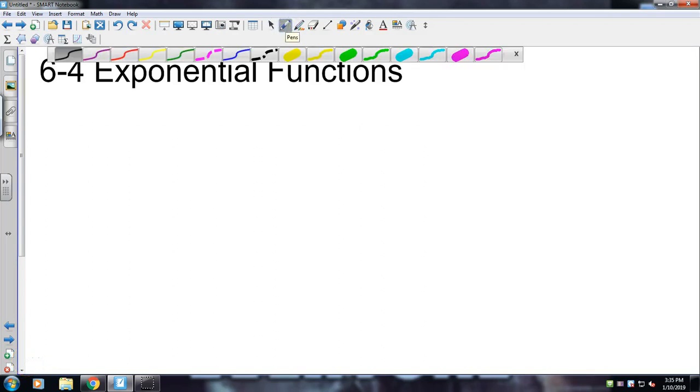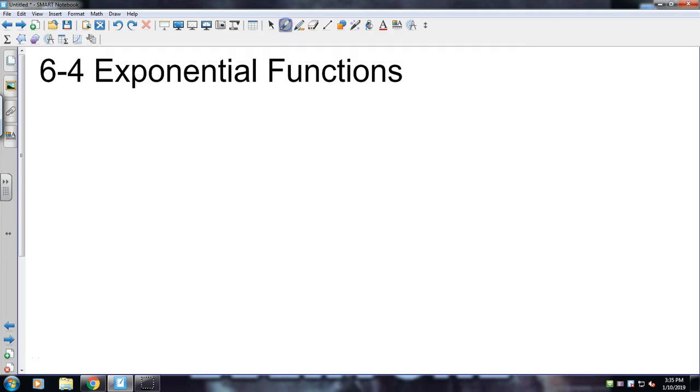All right, Algebra, Chapter 6, Section 4. We're looking at exponential functions. The last time we looked at functions, we were looking at linear functions and graphing lines. And if you remember right, we would make a table.